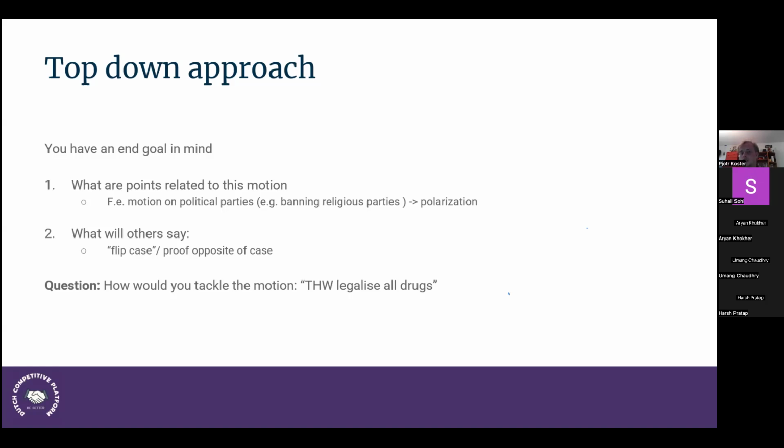Again, the question that you ask yourselves then is, why is this decision an important impact? Why is this uniquely solved by legalization? And then also you could ask yourself, what would the other side say? But we can get into more detail about that later.